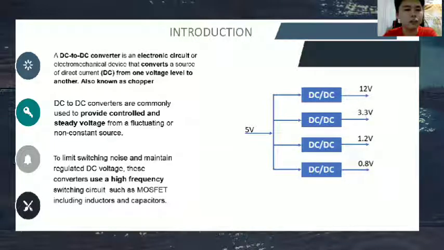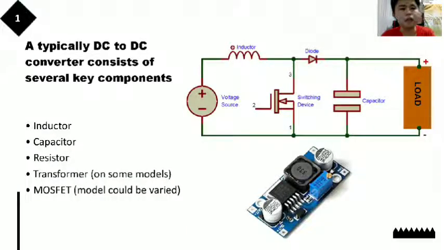DC to DC converters are commonly used to provide a controlled and steady voltage from a fluctuating or non-constant source, to limit the switching noise and maintain regular DC voltage. These converters use high-frequency switching circuits such as MOSFETs, including inductors and capacitors. Typically, DC to DC converters consist of several key components, which are inductor, capacitors, resistor, transformer, and MOSFET.